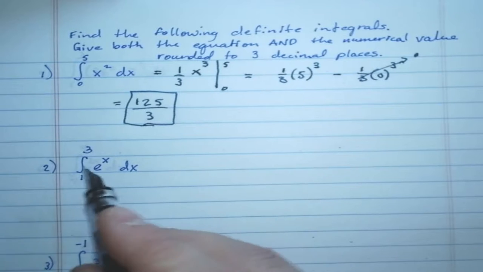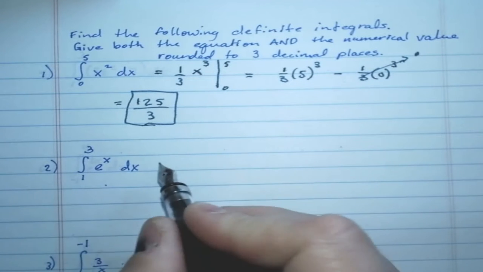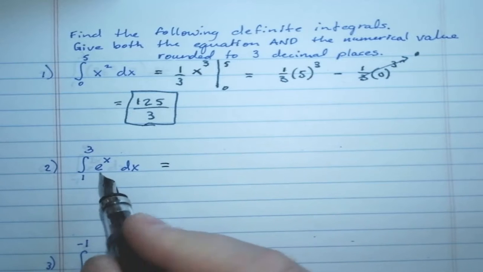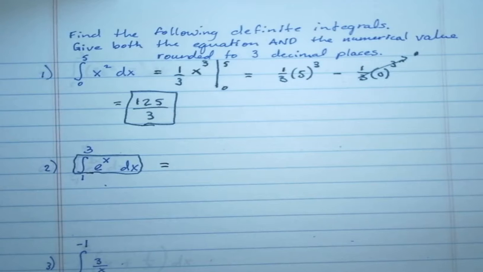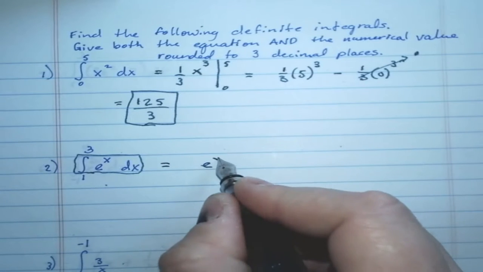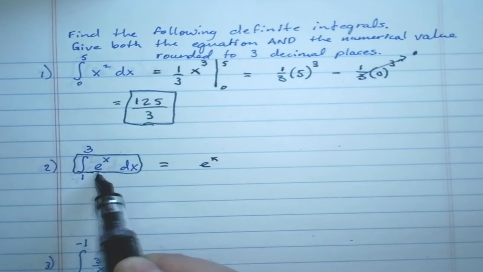What have we got here? The integral of e to the x from 1 to 3. Okay, so first thing we're going to do is just this part here. Okay, what is the integral of e to the x? Well, it's e to the x. How do I know that? Because the derivative of e to the x is e to the x.